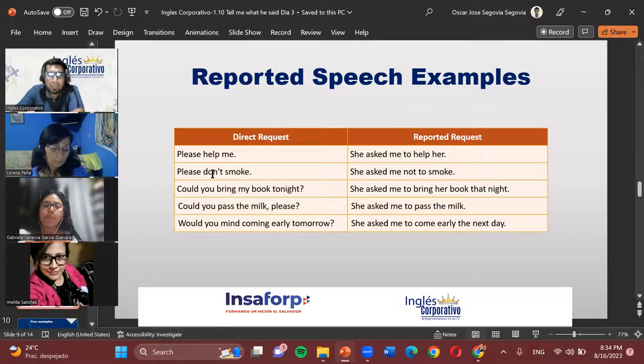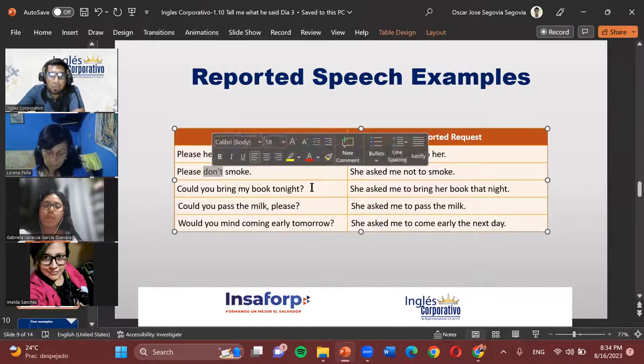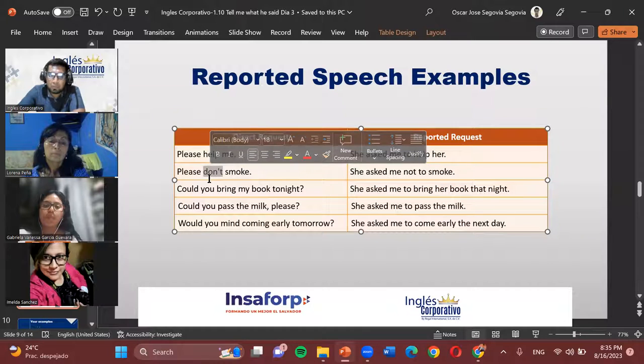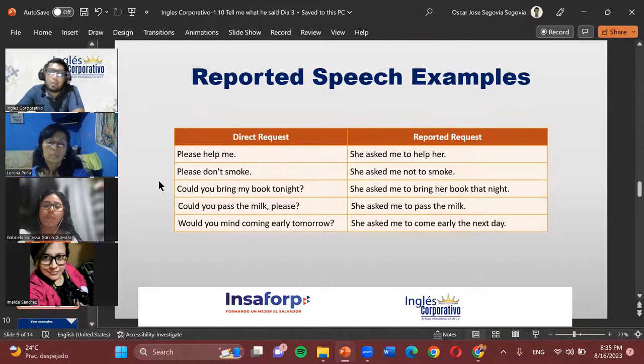Something important as well is that these negatives are always going to be dismounted, let's say. So all versions of do, when you use do as an auxiliary, is not going to be reported. It's not going to be used in the reported version. Instead of including the don't, you're going to have to say not. So she asked me not to smoke. So that's something that is also going to change because you're not going to be using don't. So it will not be something like she asked me don't smoke. It's going to be not to smoke.